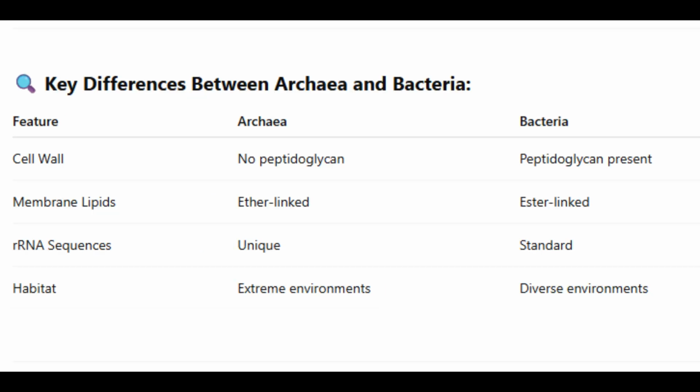Key differences between archaea and bacteria. Feature, archaea, bacteria. Cell wall: no peptidoglycan, present. Membrane lipids: ether-linked, ester-linked. RNA sequences: unique, standard. Habitat: extreme environments, diverse environments.